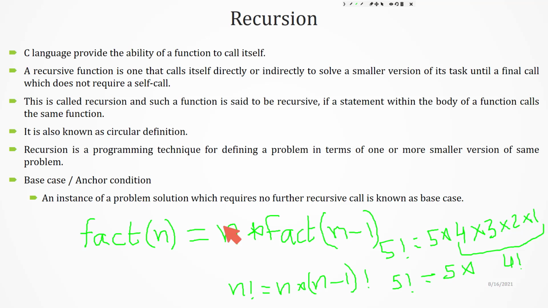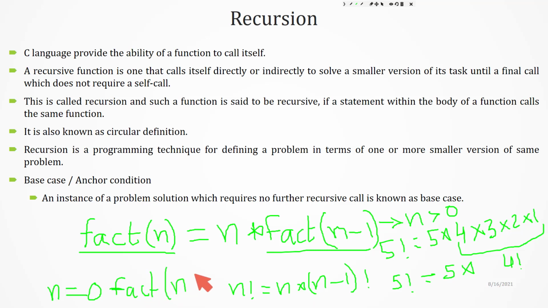Same thing. So here instead of n factorial, I have written fact of n. Here I have written it as fact of n minus 1. These two things you can relate to C functions. So what happens when n equal to 0? Anyone? Yes, sir. What is factorial of 0? 1. So this condition will happen only when the value of n is greater than 0. When n equal to 0, we know fact of n is 1.